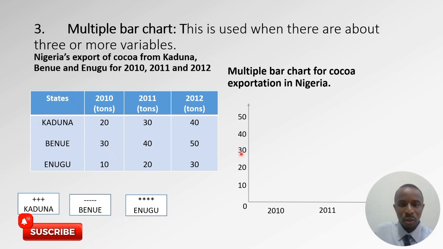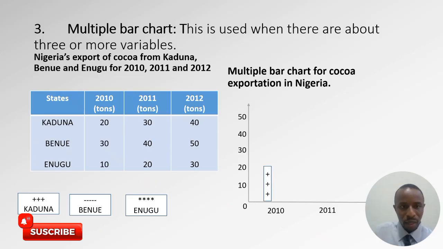Now back to my multiple bar chart, I will choose my scale. The maximum number in the table is 50 and the lowest is 10. So you do 2 centimeters for 2 units. So difference of 10 each up until we get to a maximum number which is 50. And for x-axis, I have the year.